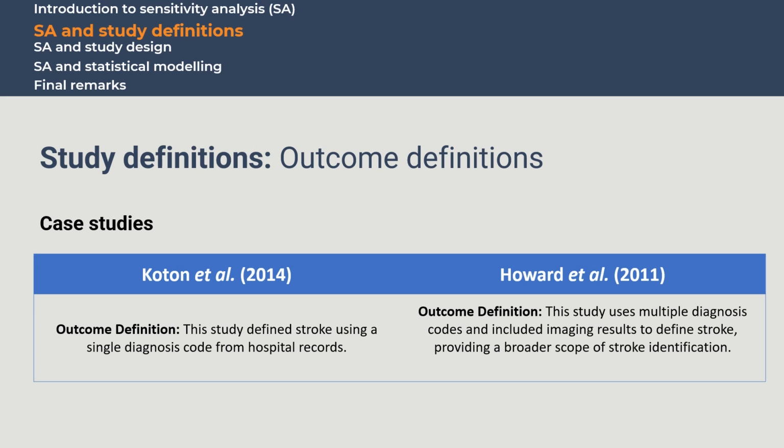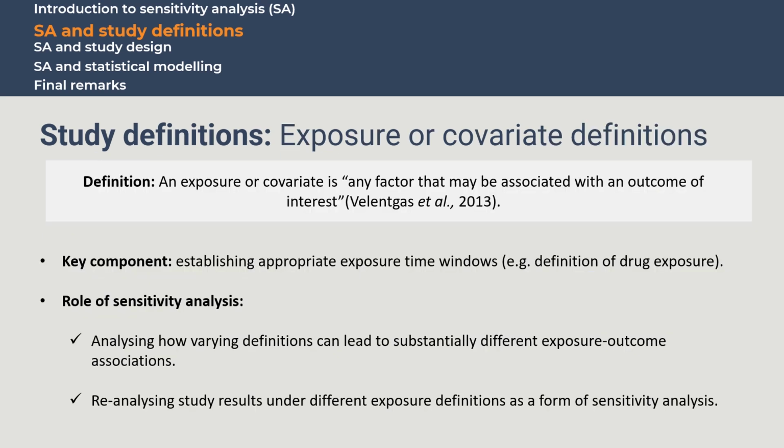Within the study definition dimension of sensitivity analysis, we have exposure or covariate definitions. An exposure or a covariate is any factor that may be associated with an outcome of interest. And defining the right exposure window is very important in studies, for example, that investigate the effects of substances or interventions over time. The key challenge here is selecting a time window that captures the exposure during the analysis of the cause or causes of disease, which is what is known as periods that are etiologically relevant.